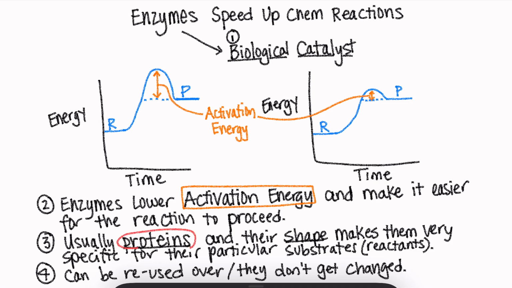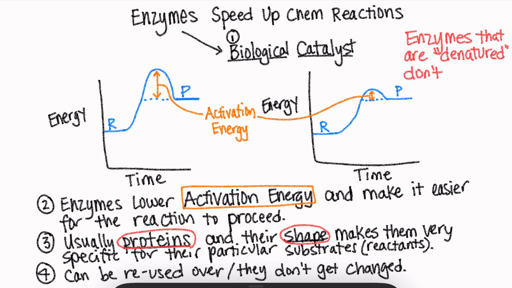Because enzymes are protein and their shape is so important to their function, they can be ruined if they are put in an acidic environment or too hot of an environment. So we'll use the word denatured here. So they don't work anymore. They get unfolded. And then when they don't have the right shape, they can't act as an enzyme.